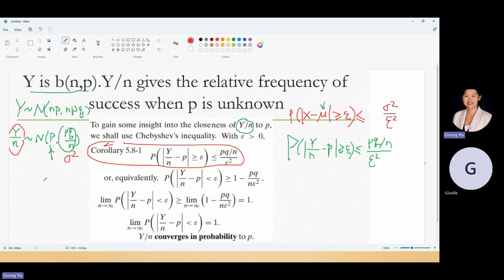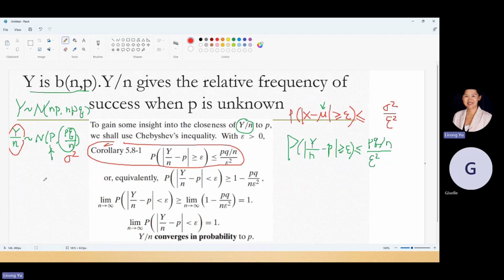I'm just trying to explain that first rule of calculation. What does it mean? If you switch the inequality sign, you also have to switch the boundary to 1 minus the quantity. So, any questions so far?